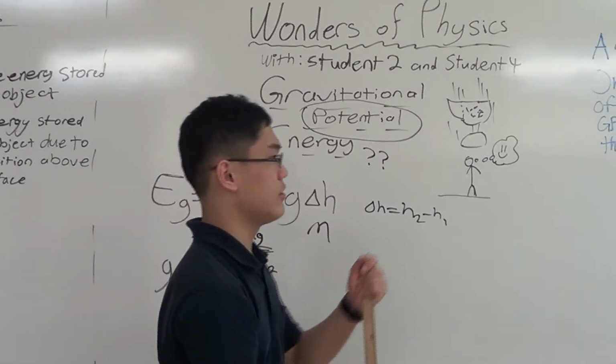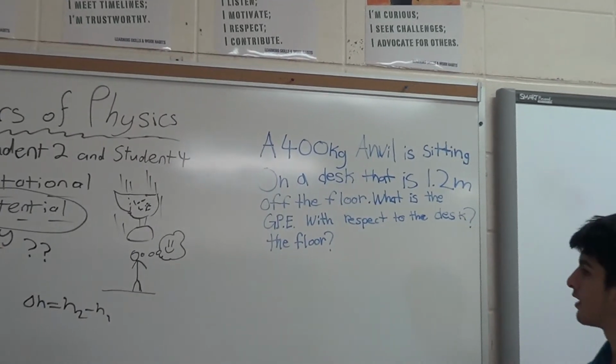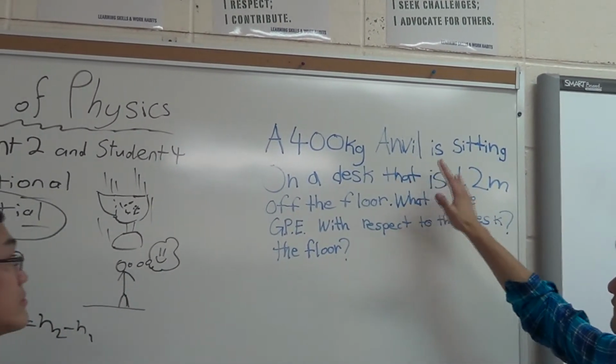Okay, so now we have the sample problem that we've prepared for you guys. Student 2. A 400 kilogram anvil is sitting on a desk.